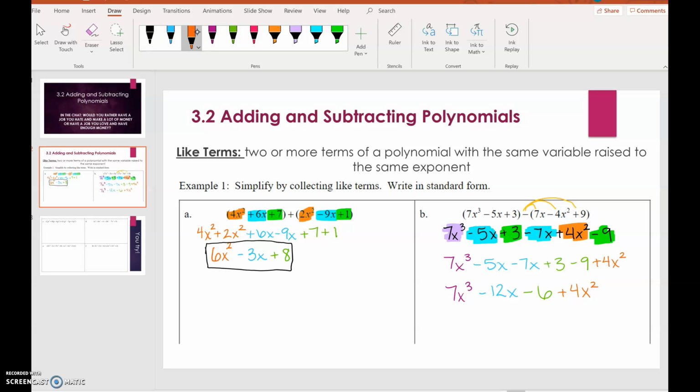However, we learned in 3.1 that we want it to be in standard form. So we need to write it down in standard form, which is when our exponents decrease, they descend. So this is the biggest exponent, the 3. But then this is the second biggest, so that needs to go next. So plus 4x squared, and then the minus 12x, and then the minus 6. And that is our final answer.